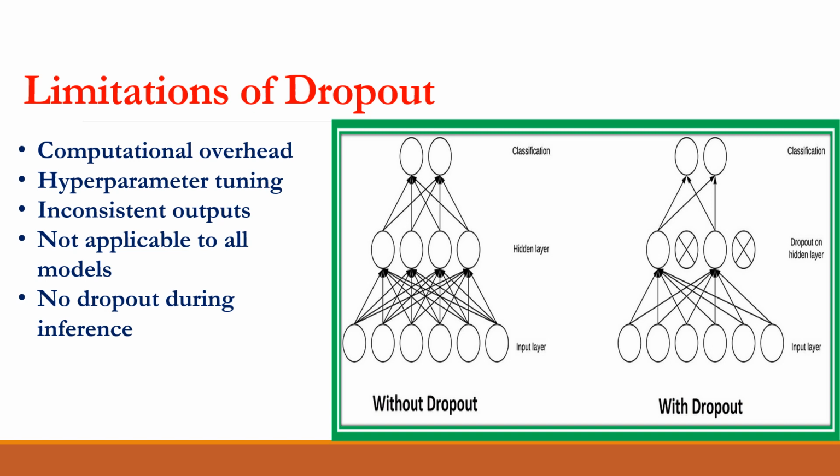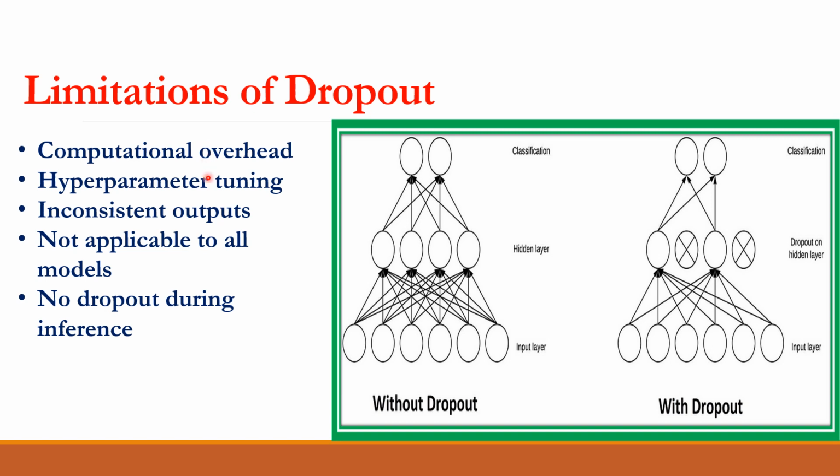Dropout has proven to be a highly effective regularization technique for deep neural networks, but it's not a silver bullet and has some limitations. So let's discuss them. The first limitation is computational overhead. Dropout adds an extra layer of complexity to the model as it requires generating a dropout mask and adjusting the computations during training, which can increase the computational cost of training, especially when using larger models.